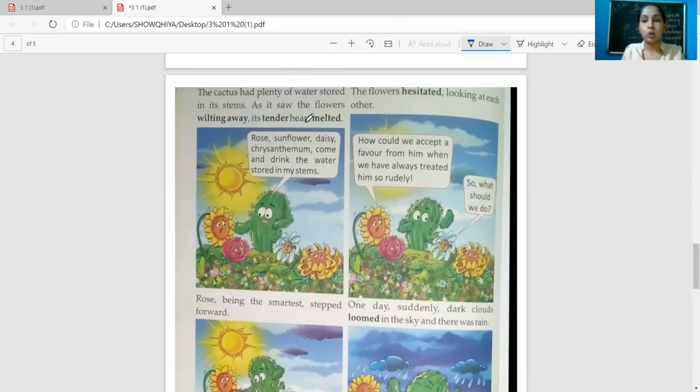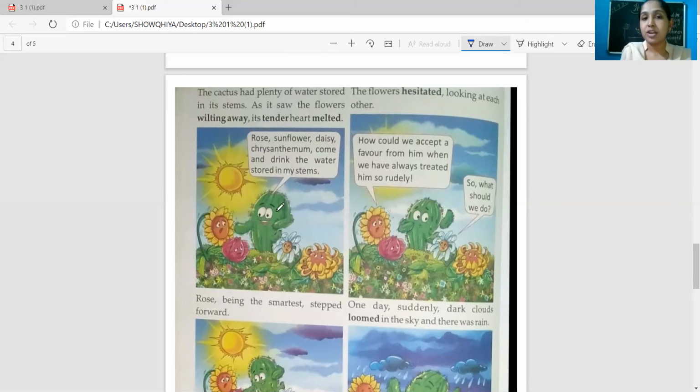So you must know one thing here, children: though it looks so hefty, the cactus will be filled with water. So when he starts looking around, all the flowers around him are wilting away. In the sense, without water they are all going; they may die.